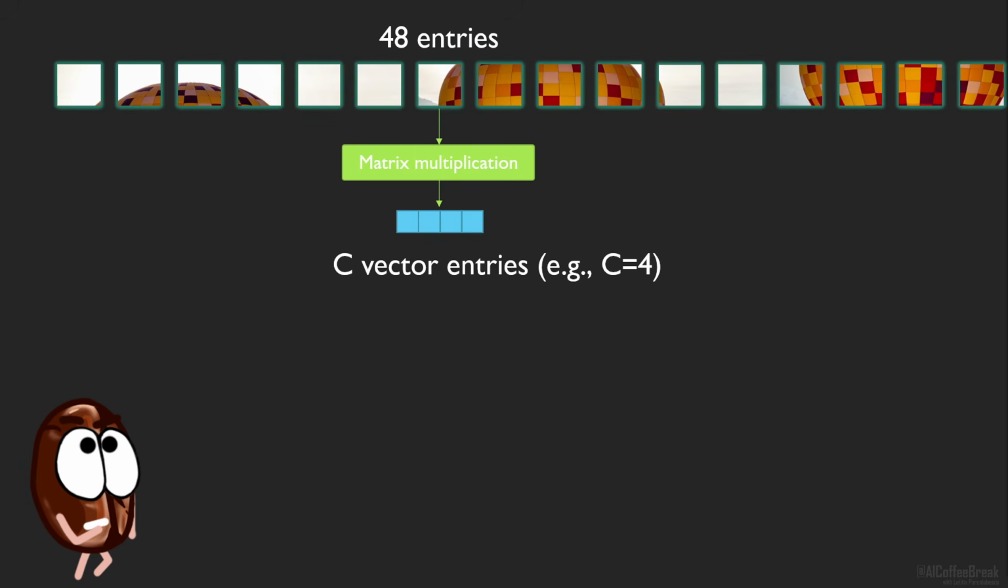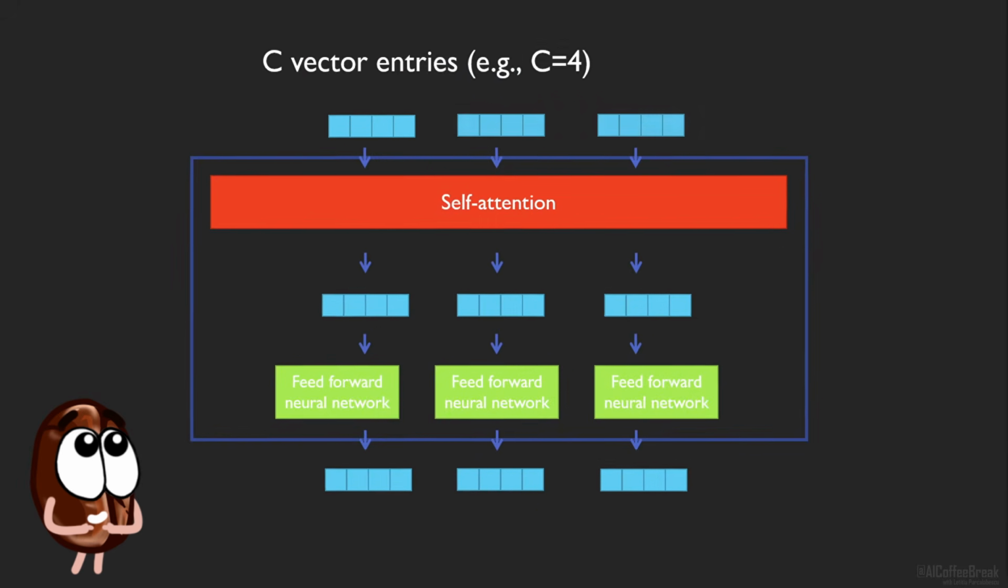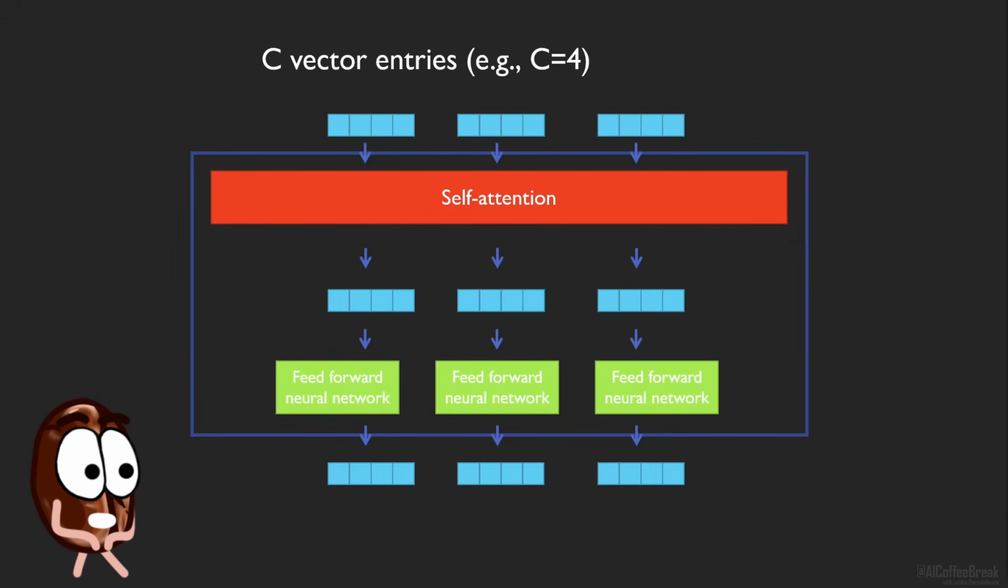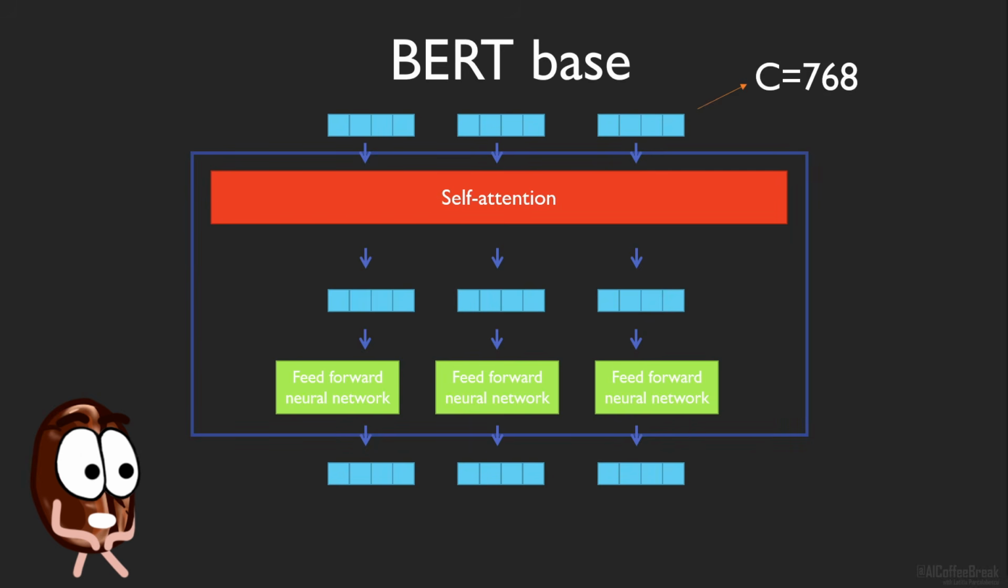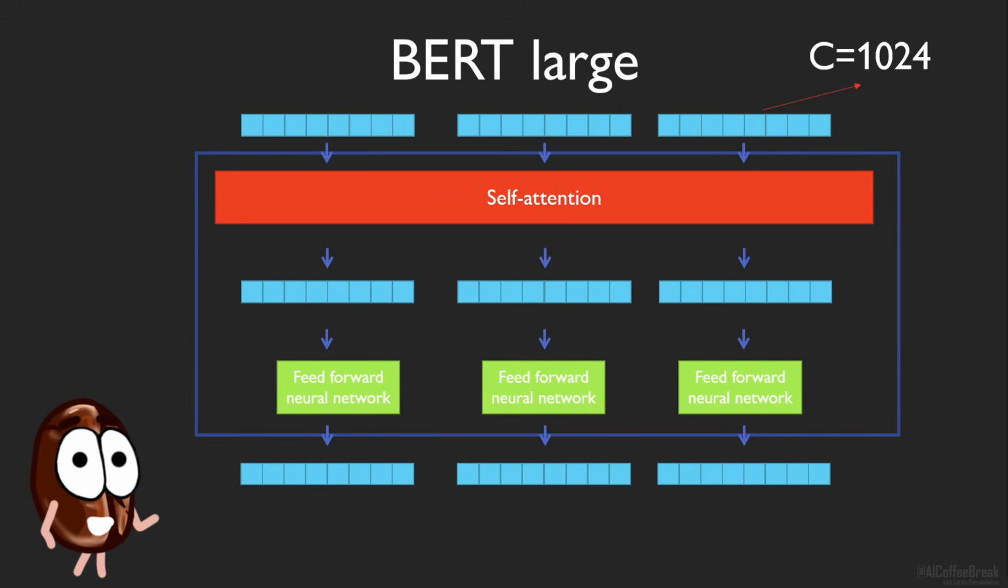But what about the size C? And what does it mean? Well, C determines the capacity or the size of our transformer model. So you maybe know that there is a BERT-based text model which has a dimensionality of 768 for the vector representation. Well, in that case, C is 768. There is also a BERT large with C equals 1024.